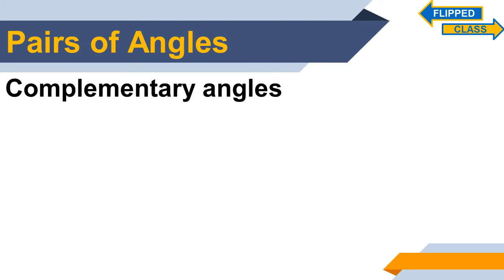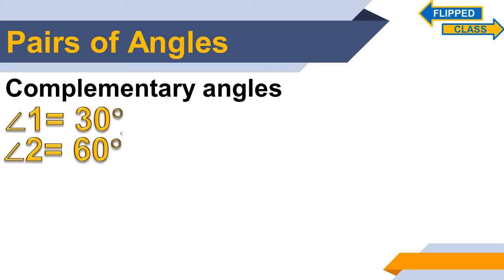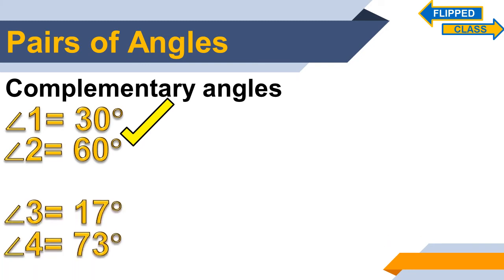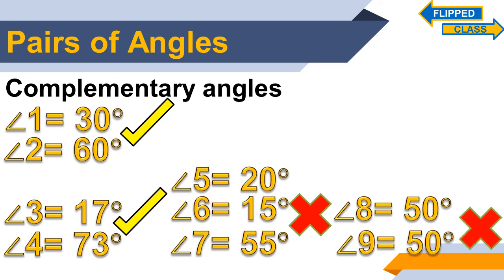The fourth pair of angles you need to know are called complementary angles. Instead of figures, I will give you angles with measurements here. Angles 1 and angle 2 are considered as complementary angles. Angles 3 and 4 are also considered as complementary angles. However, angles 5, 6, and 7 are non-complementary angles, as well as 8 and 9. In 20 seconds, please define complementary angles.